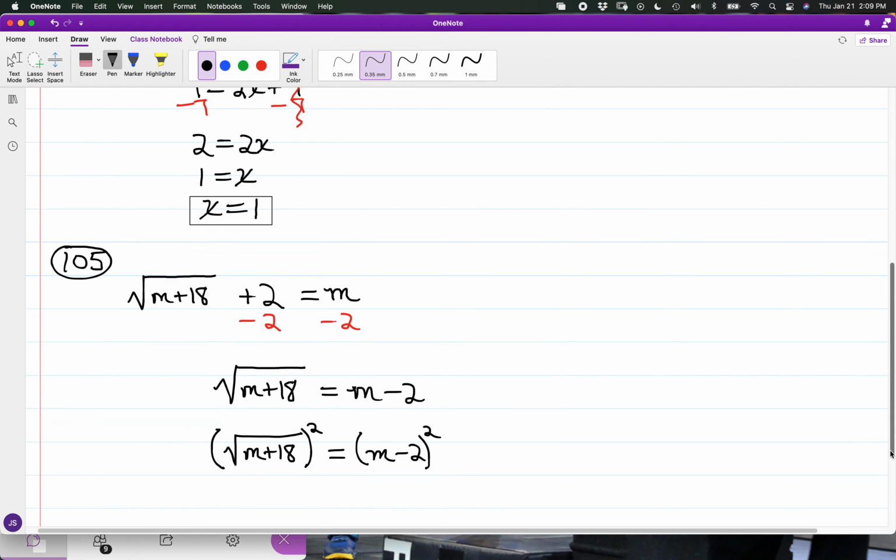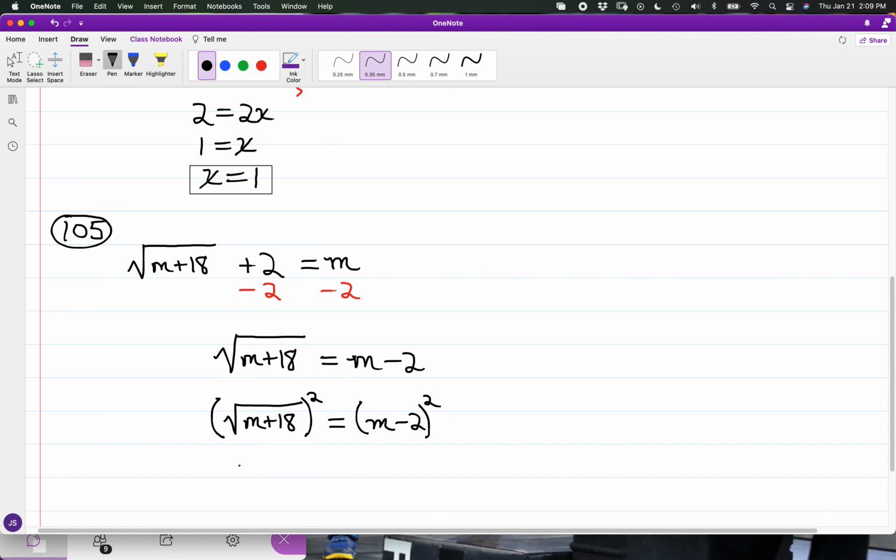Okay, now for the square root of m plus 18 squared, or the square root of m plus 18 times itself. Okay, so this will be m plus 18. Now for the square of m minus 2. Okay, just some reminders.